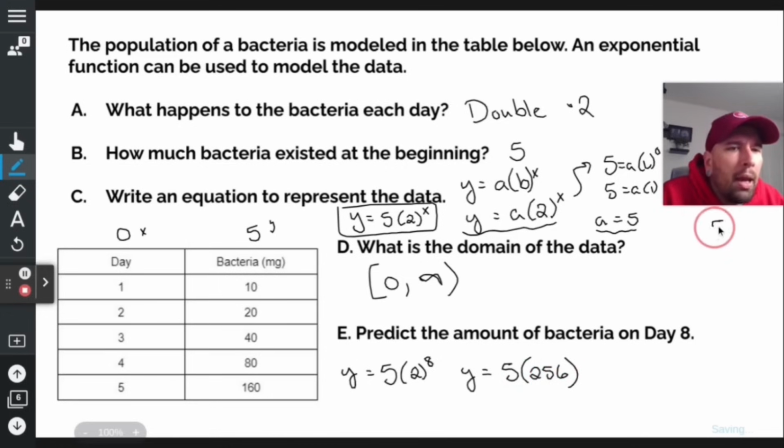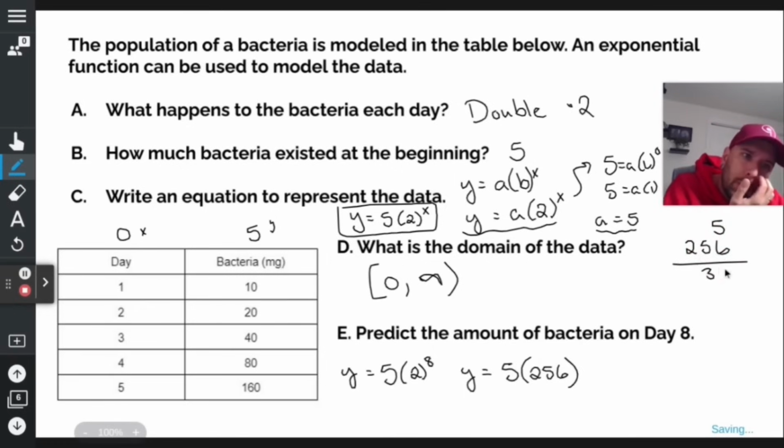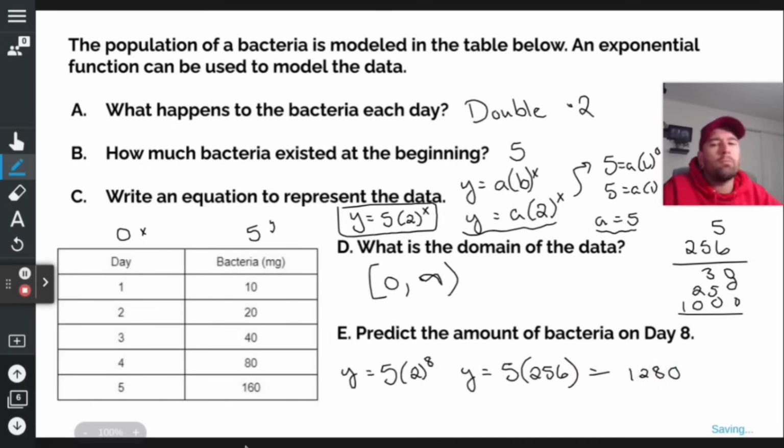So let's do the old-fashioned math route. 5 times 256. I'm doing this kind of the long way, but who cares? You become 30. Drop the zero. You become 25. Drop two zeros. You become 10. Add those up, and you get 1280. And if I were to keep this pattern going, I would probably get that. At day 6, I would get 320, and at day 7, I would get 640. And so that's a double of 640, so I did it right. So either way you want to do it, if I could do it.